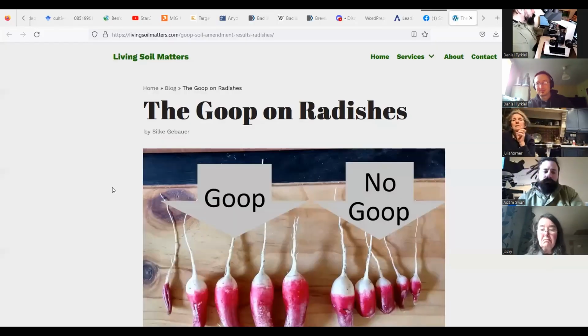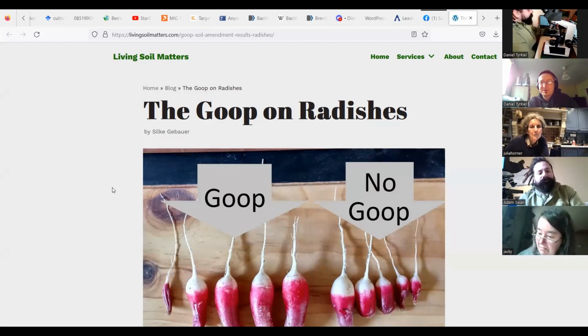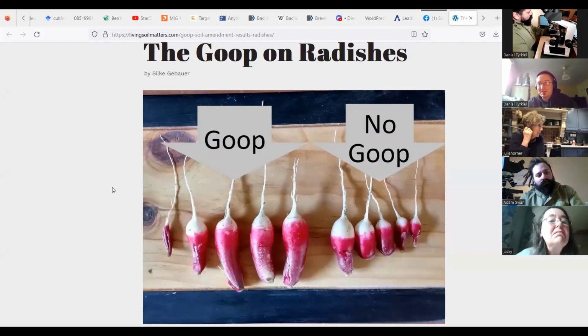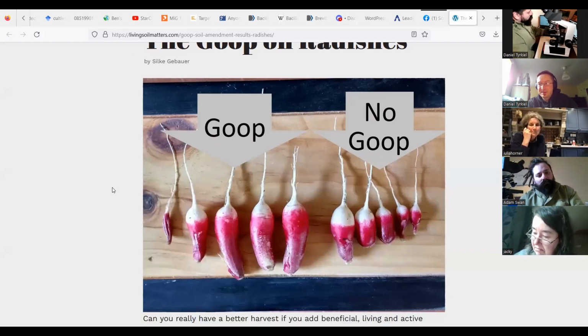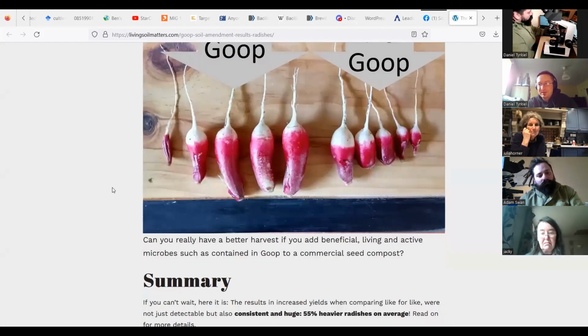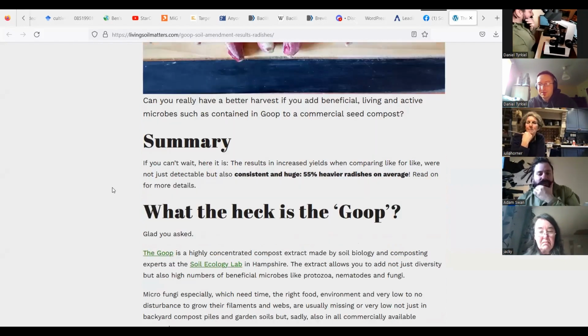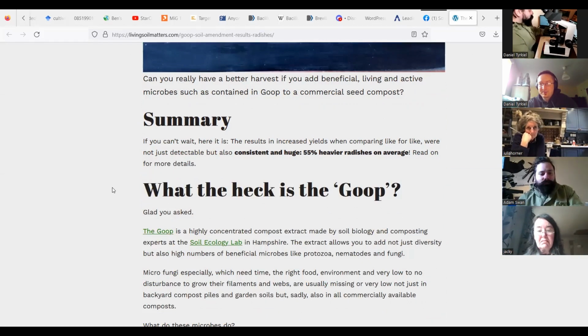We've got funding for things, like retorts to make the biochar. We had giant radishes as well, last year. Huge. This is from a friend of ours, also a student of Elaine's. Her website is livingsoilmatters.com. She bought some goop from us, and she put radishes into a Saturn compost mix with a little bit of goop, and she got a 55% increase against control in weight.